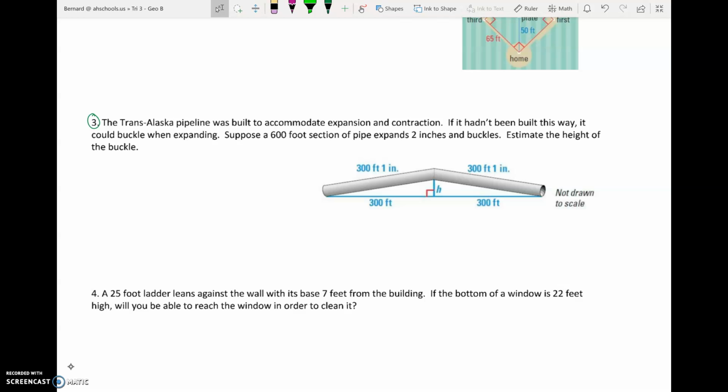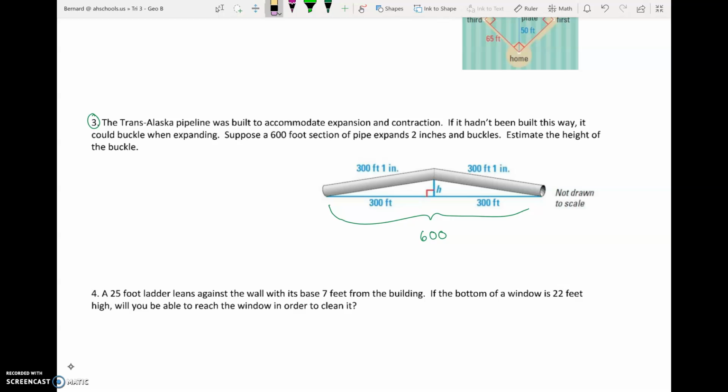Suppose a 600-foot section of pipe, and here's your 600 feet. When it's going straight across, that pipe is 600 feet long. But it expands 2 inches and it buckles. So we want to estimate the height of the buckle, and the height of the buckle is the H right there.